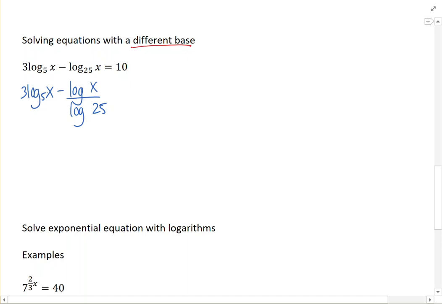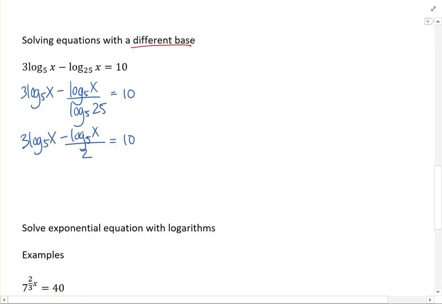Since we're changing to base 5, we're going to have both of them as log base 5. So as we know, 5 to the power of what gives us 25? Well, we know this part, that equals 2. So let's just write that out. Log base 5 of x minus log base 5 of x over 2 equals 10.